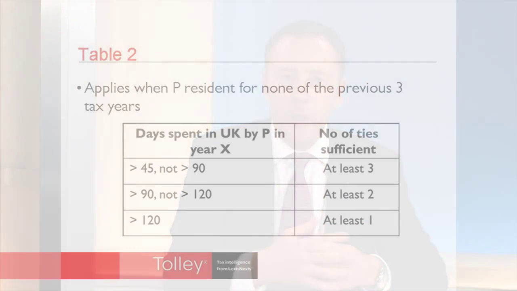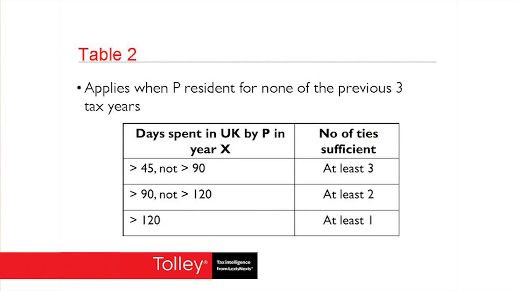Table 1 applies to people who are living here and leaving. Table 2 applies to people who have not been resident in the previous 3 tax years. Either you've lived here once but not come back for a while, or you've never lived here. You're visiting the UK for the first time. In which case, you cut in at your 45-day test. 3 ties will allow you to spend up to 90 days here, 2 ties 120, at least, and 1 tie 120 to 182.